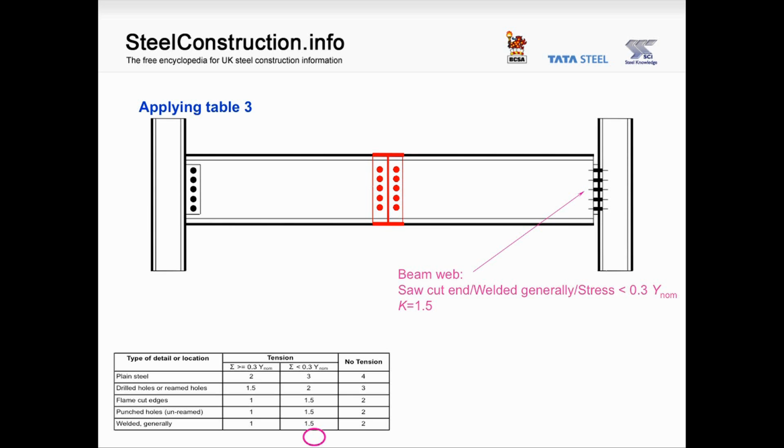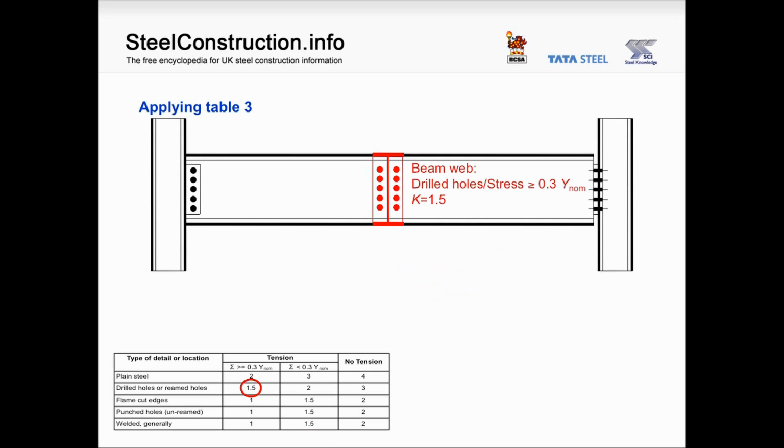Moving to the centre of the beam now, fabrication has drilled holes to the web, but we now have maximum tensile stress due to bending in the bottom half of the beam. So we move a column to the left and back up the table to drilled holes for a K factor of 1.5, again for the web. It's worth noting here that for the top half of the beam, where there's no tensile stress, the K factor would be 3.